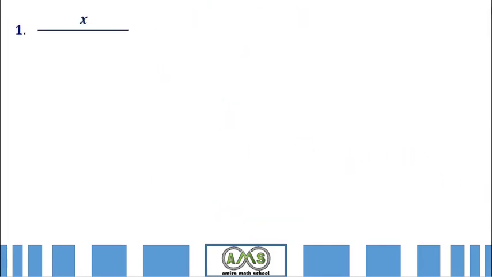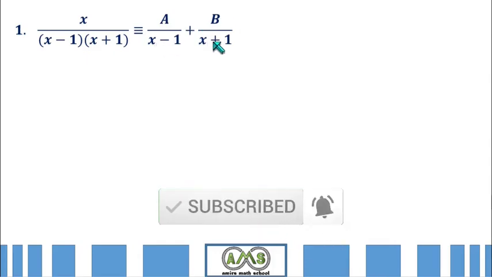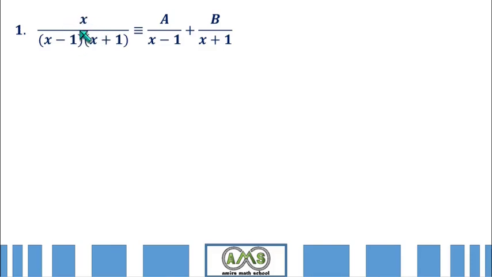Let's start with the first type of partial fraction, x divided by x minus 1 times x plus 1, which is identical to a divided by x minus 1 plus b divided by x plus 1. This is very much important. This is a proper fraction. For this, we can write in this way, a divided by x minus 1 plus b divided by x plus 1. If we write this line correctly, then solving the partial fraction related problem is very easy in the next step.